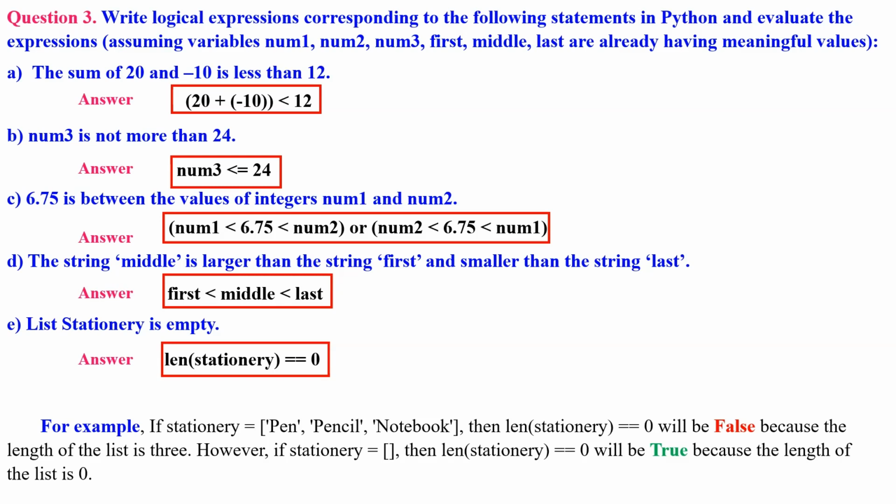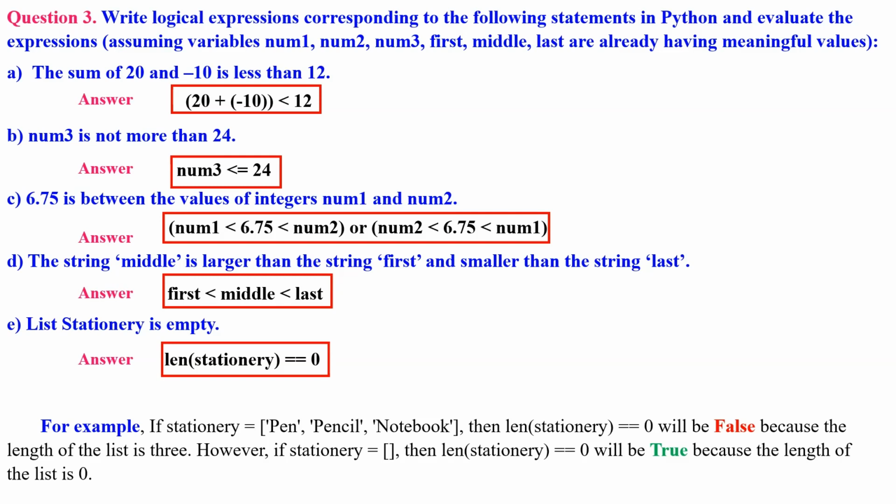B. Num3 is not more than 24. Answer. Num3 less than or equal to 24. C. 6.75 is between the values of integers num1 and num2. Answer. Num1 less than 6.75 less than num2, or num2 less than 6.75 less than num1. D. The string middle is larger than the string first and smaller than the string last. Answer. First less than middle less than last.